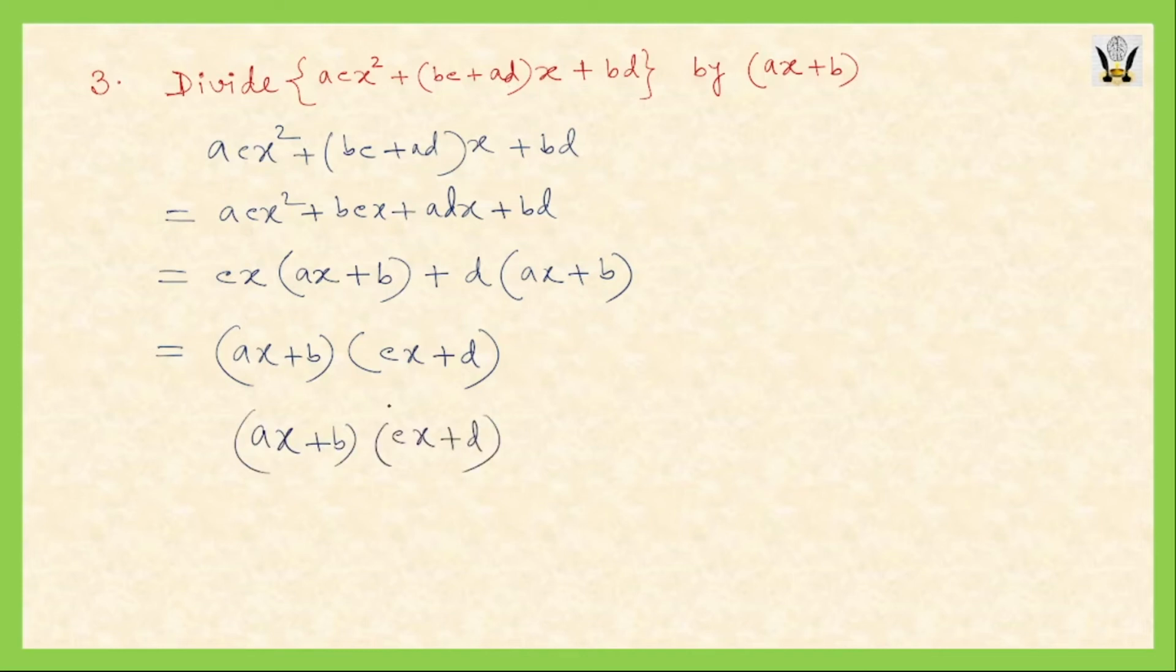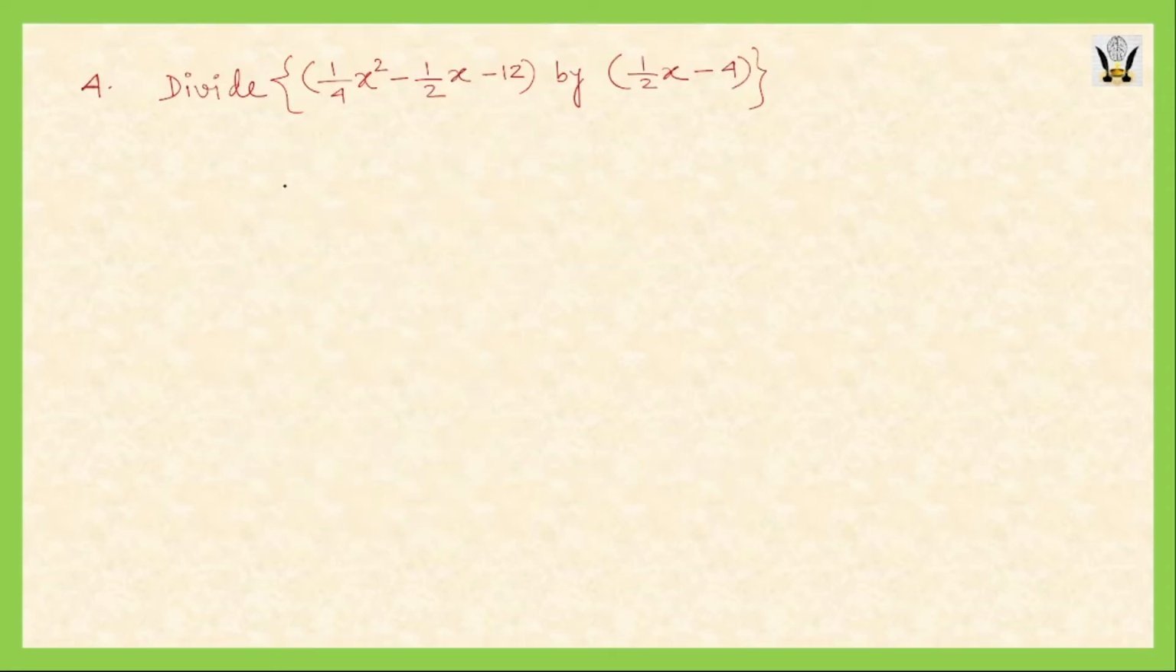Because this is the factorized form of this algebraic expression. So when we divide this dividend by this divisor Ax plus B, as in the numerator and denominator we have this common factor, they will cancel each other, and what remains as the quotient of this division is Cx plus D. So this will be our result of division. So this is the way we divide using the factorization method.